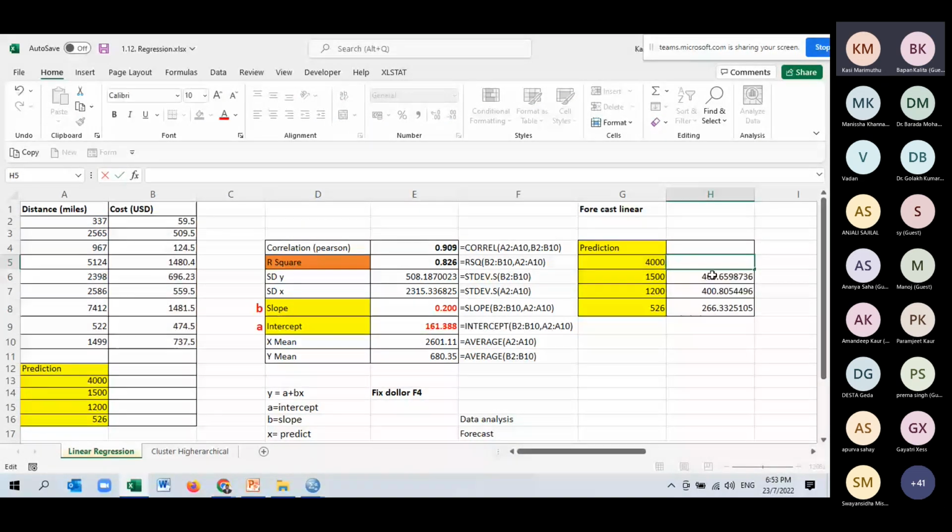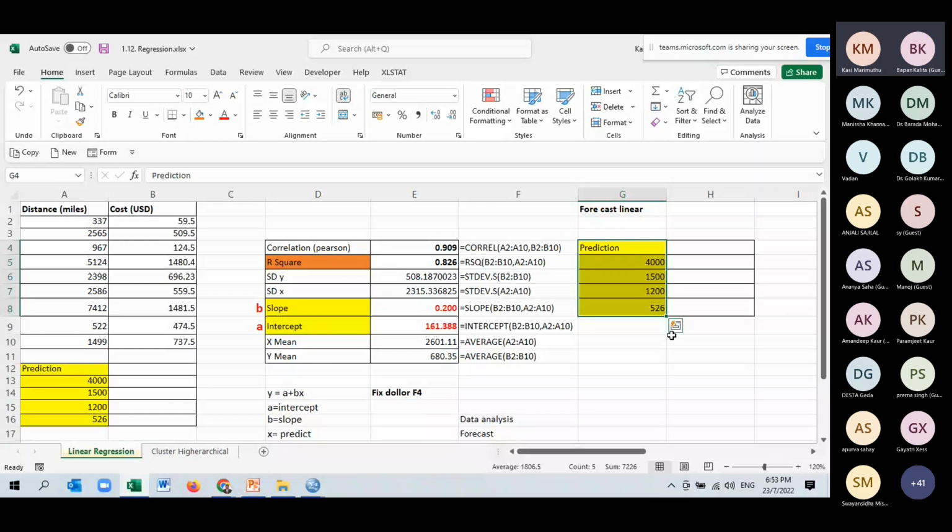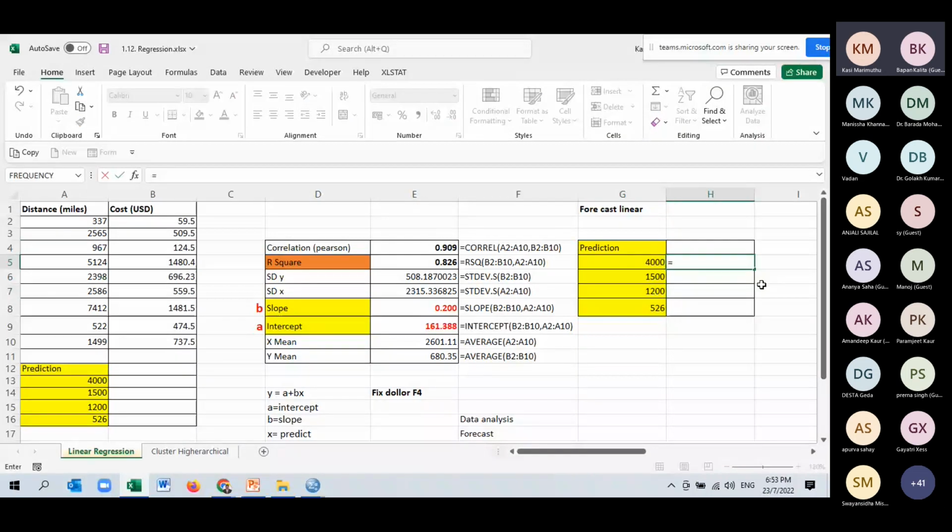So what you need to do, you copy this prediction value here. I have pasted it in G4, column G, row number 4. I have copied and pasted. Put equal to, simply type forecast.